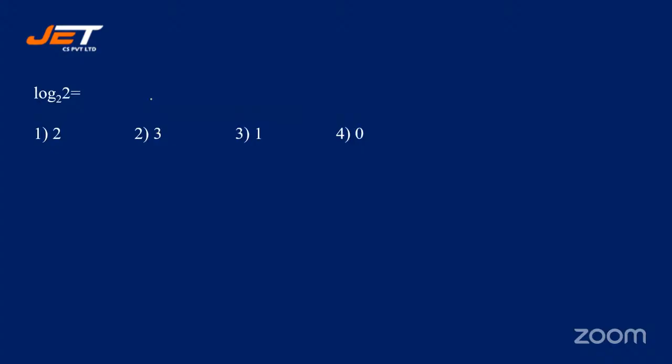Log 2 base 2 is dash. Another very, very simple question. Log 2 base 2 is dash. Log A base A is 1. So log 2 base 2 should also be 1, isn't it? See the next question. If log x base root 3 is equal to 4, then what is x?